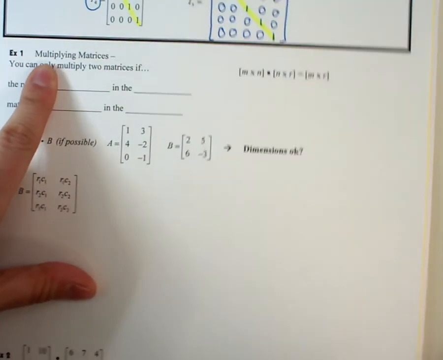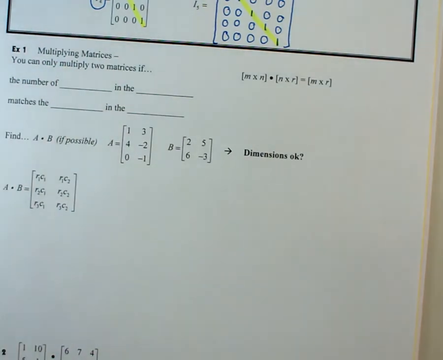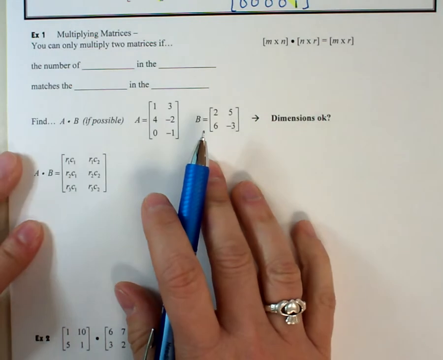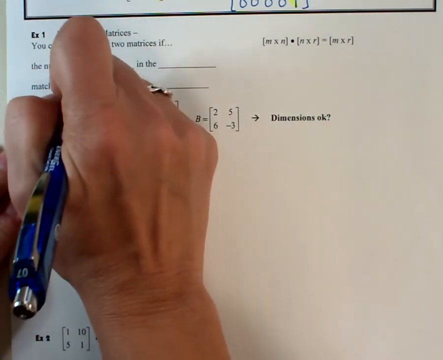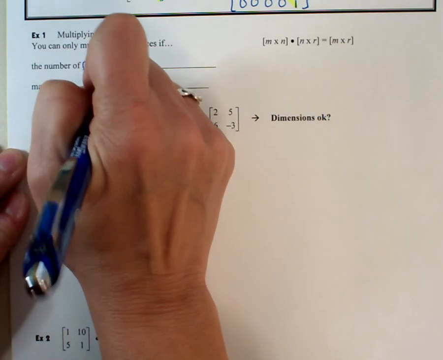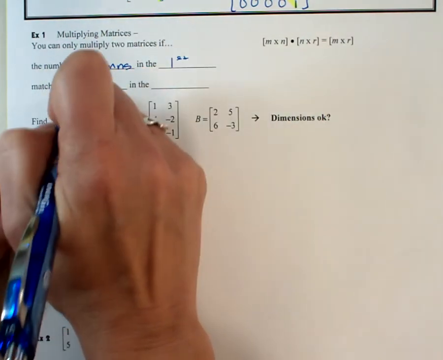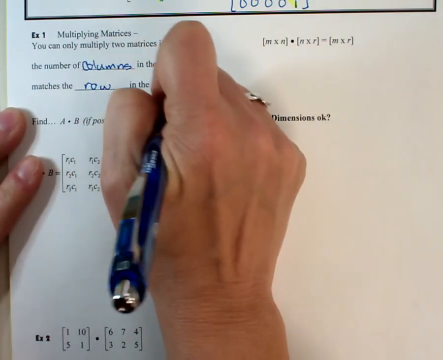So to multiply matrices, our rules are a little bit more complicated than with adding two matrices together. When we added our two matrices together, all that was necessary was that the dimensions were exactly the same. When we're multiplying, we have a little bit more in terms of requirements. What we need is that we need the number of columns in our first matrix to match the number of rows in the second matrix.